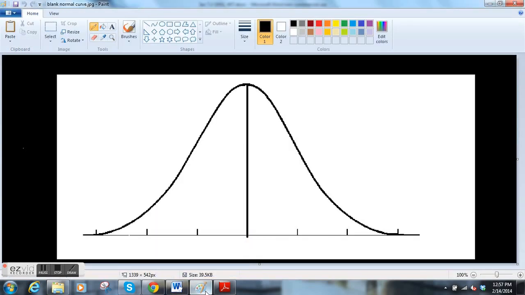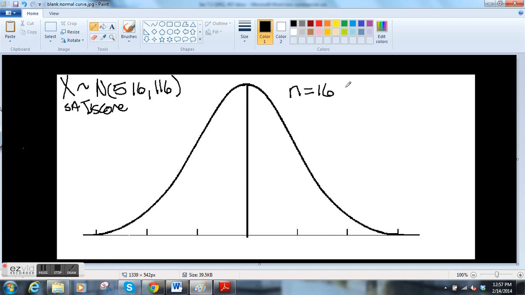Okay, so to our picture. So again, we have X is one score. It's the population SAT score. Sorry guys, this writing is bizarre. SAT score is normally distributed with a mean of 516 and a standard deviation of 116. But we're interested in samples. So if we take a sample of 16 people and look at their average, how is that distributed?